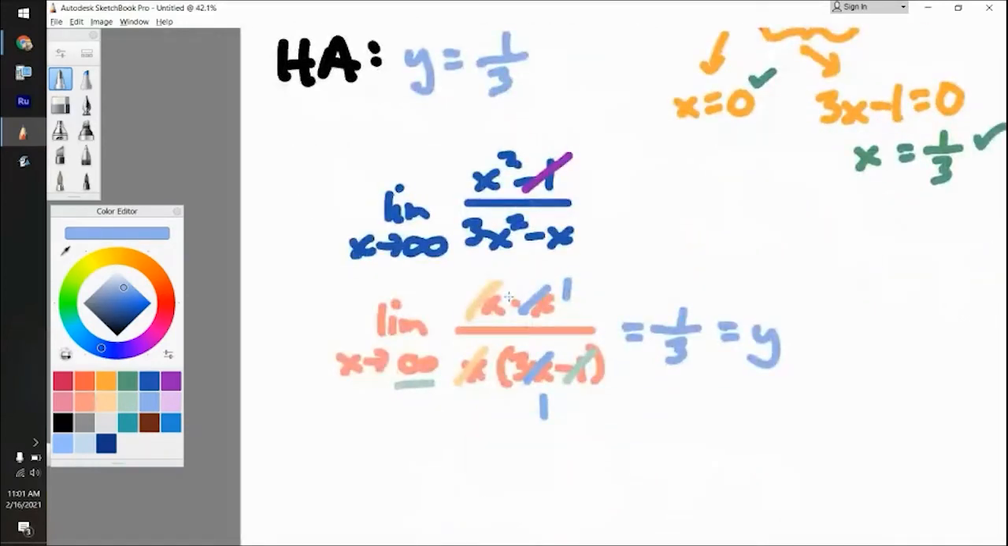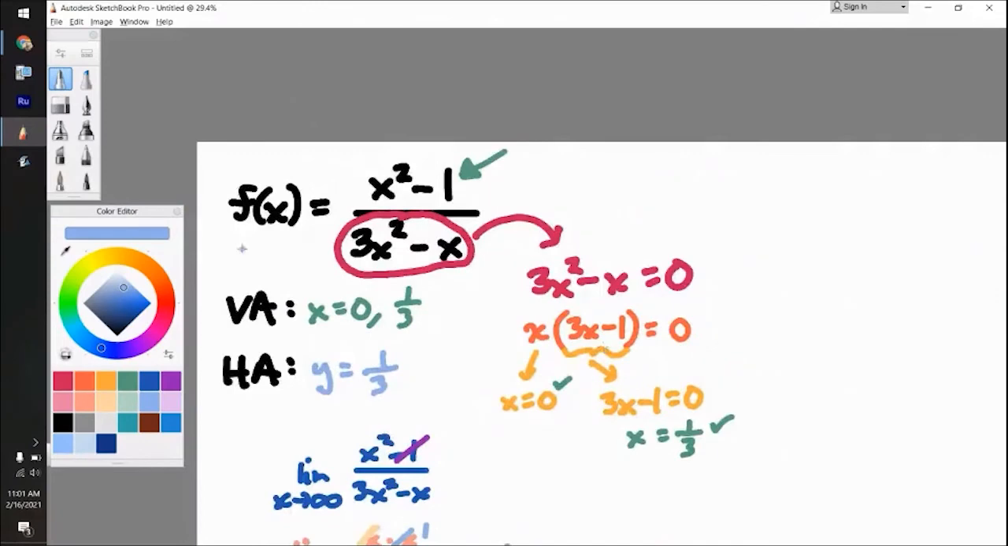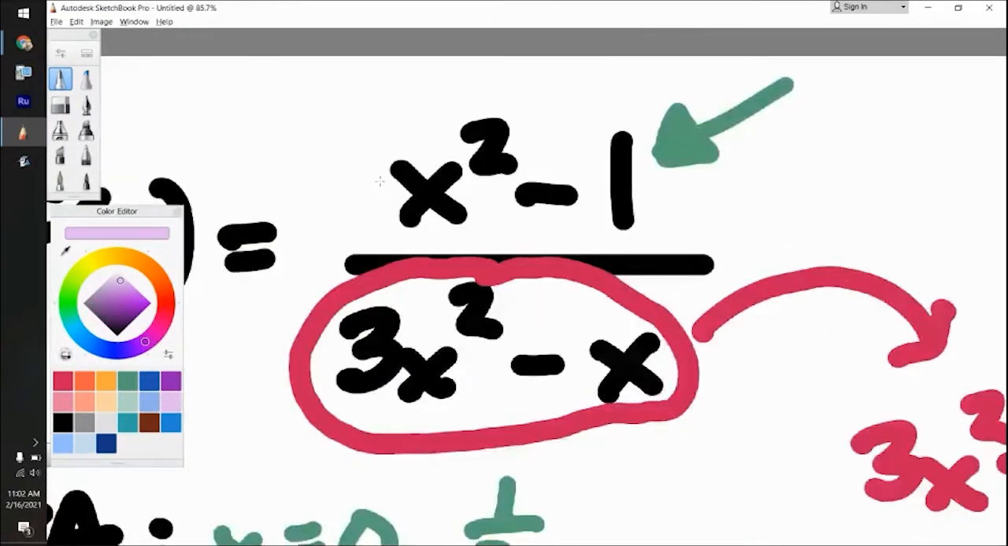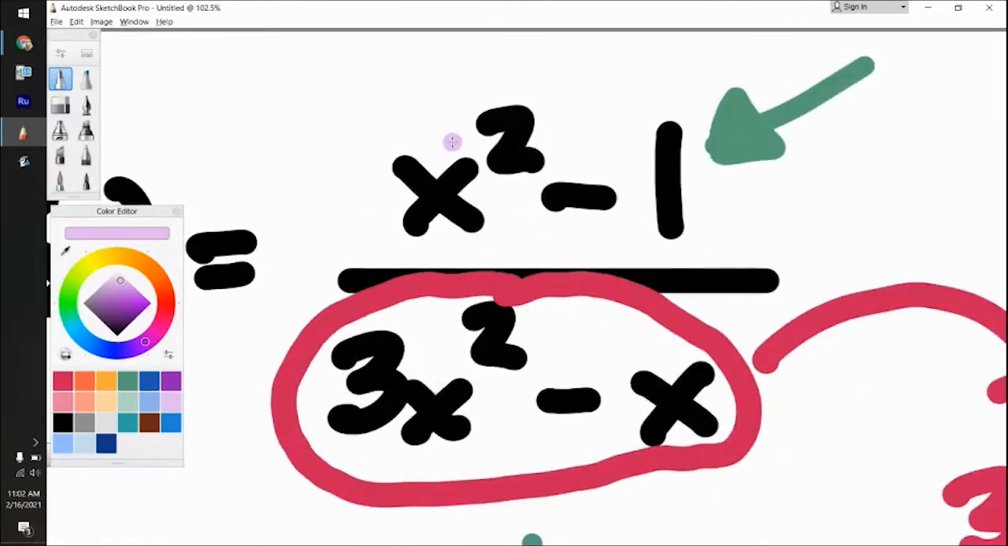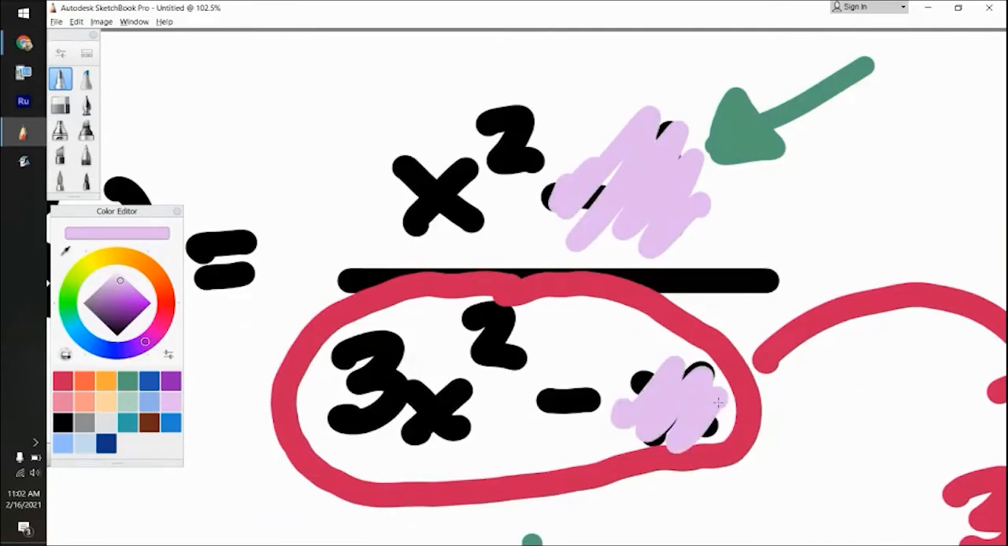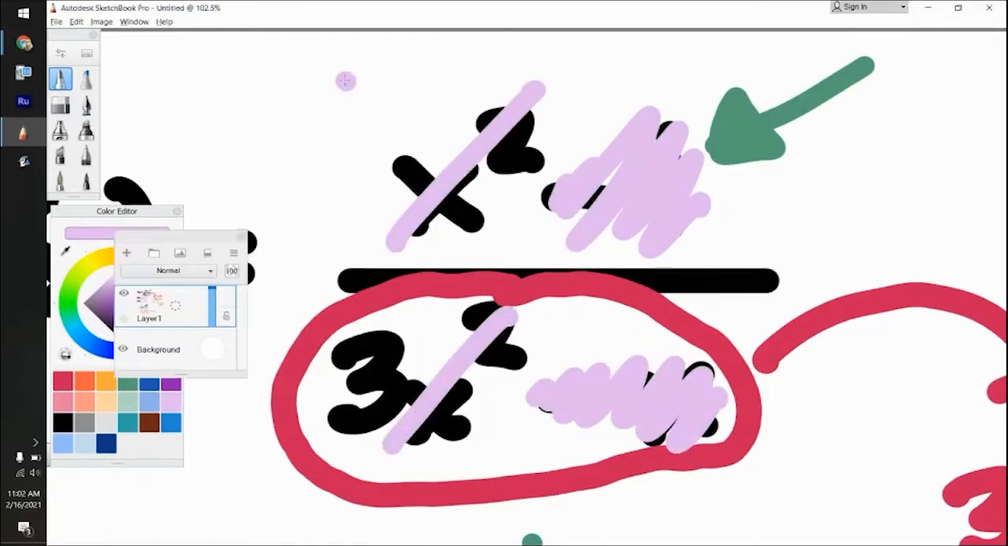But wouldn't it be cool if there was a shortcut? Let me show you the shortcut, so you don't have to do all that stuff I just did. Check this out. If we're going to infinity on this, all you have to look at is the x squared, the leading term. If you wanted, you can get rid of this and get rid of this. x squared over x squared cancels, and you're left with 1/3.